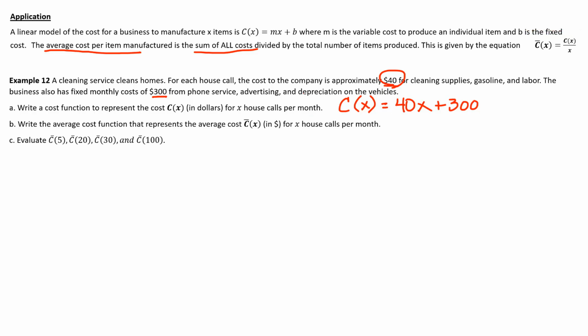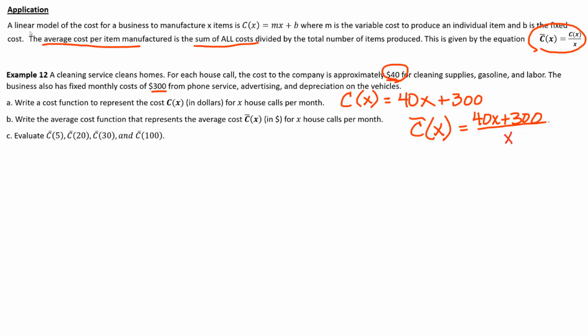Part B says write the average cost function that represents the average cost, C bar of X, in dollars for X house calls per month. So now we're supposed to write this function, which is basically just the cost function divided by the number of house calls. So C bar of X is equal to C of X over X, which is 40X plus 300 over X. Now we're just going to find some values of C bar of X. So we're going to find C bar of 5, and that is going to be 40 times 5 plus 300 over 5. That is 200 plus 300, which is 500, so 500 over 5 is $100.